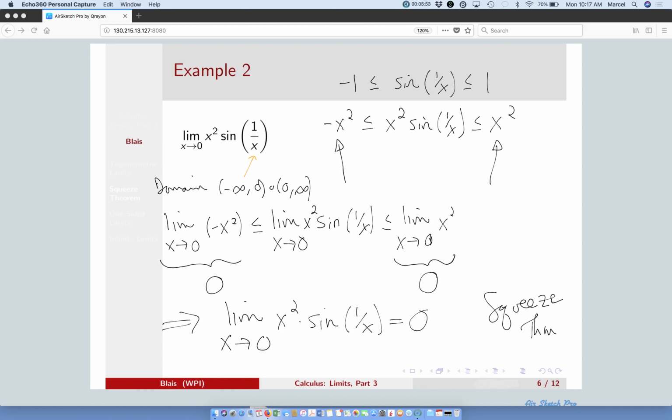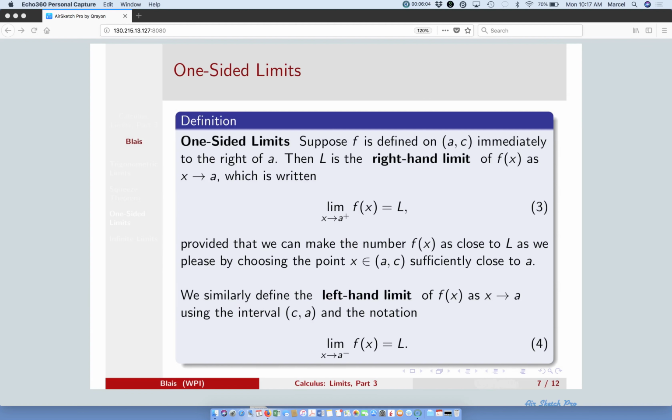A very standard squeeze theorem example, and again, anytime you see a limit where you have a sine or a cosine, it's usually worth considering using the squeeze theorem. Okay, the next topic, which we had talked about a bit already, is this idea of one-sided limits.